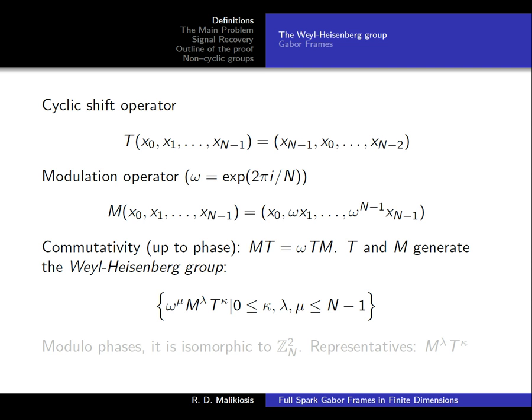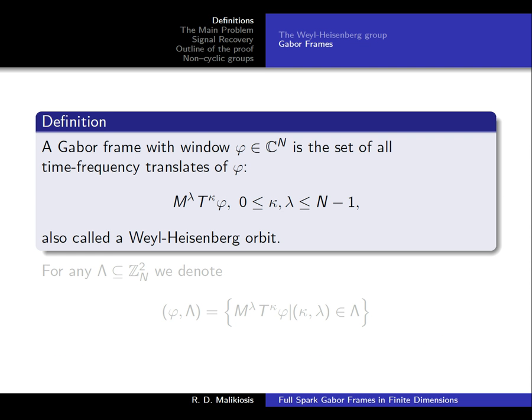So for the linear dependence questions, we just drop the phases. Basically we have what we call a projective representation of Z_n squared. That has some nice properties like irreducibility, for example, but this will not be used here. So we just focus on the representatives: a power of the modulation operator composed with a cyclic shift operator. And this is what the Gabor frame is. The Gabor frame is the set of all time-frequency translates of a certain window function. So we have n squared vectors in an n-dimensional space.